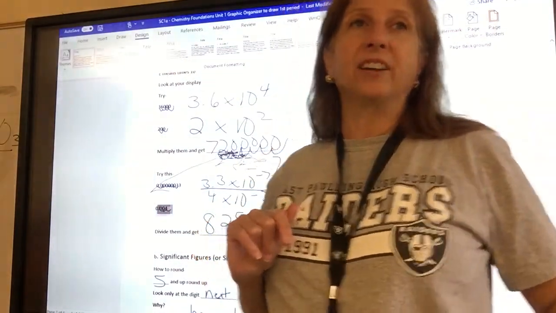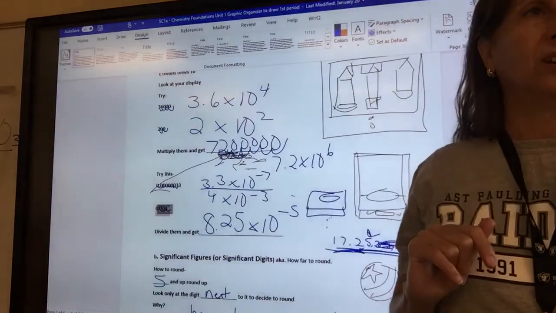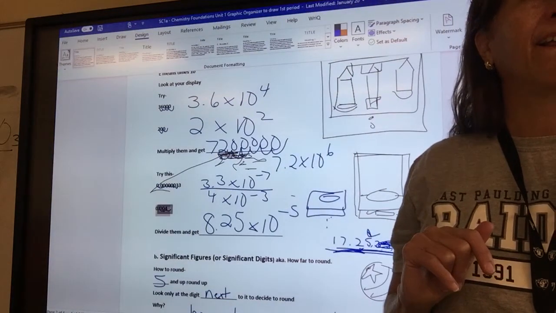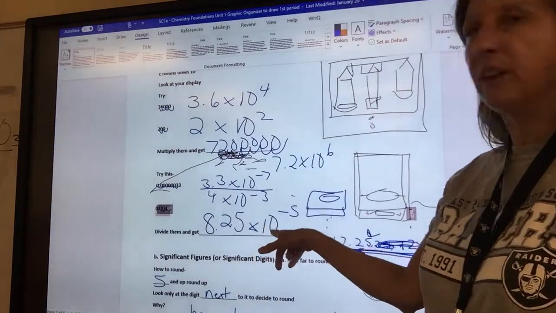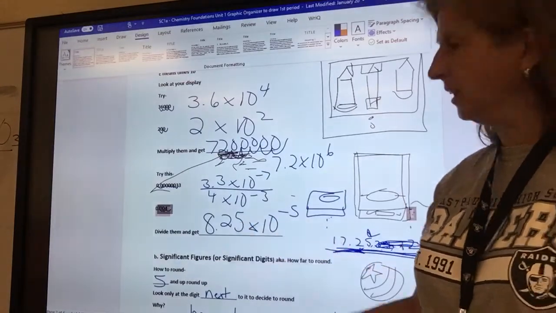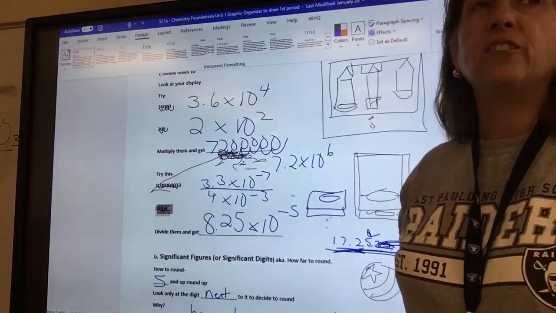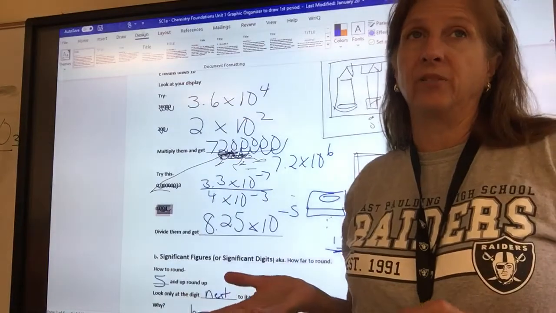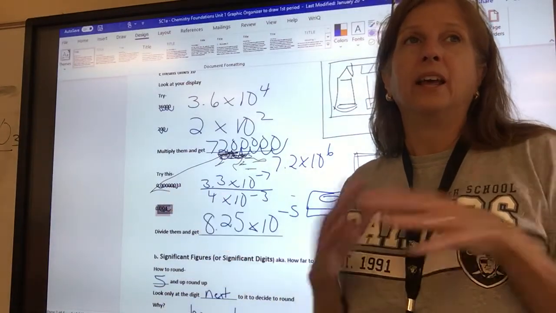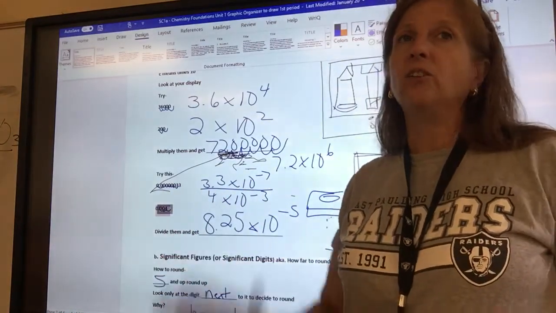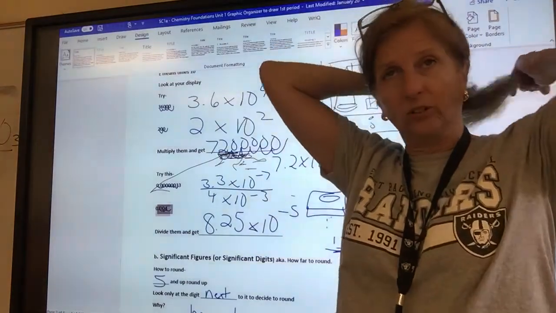Did it change it? It changed it out of scientific notation when it gave you the answer? No, it's still in scientific notation. Okay, but it gave you 8.25 times 10 to the negative 5th? Yes. Good. All right. And some calculators will take it out of scientific notation. If it can display it, it does. So you learn your calculator and you'll do fine.